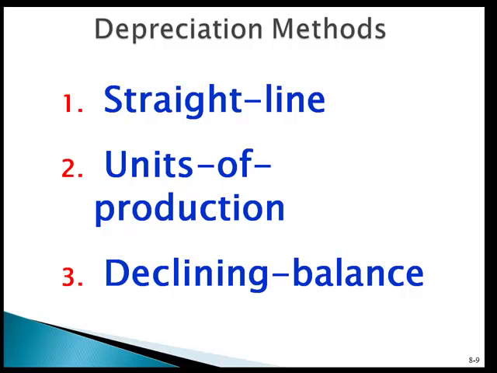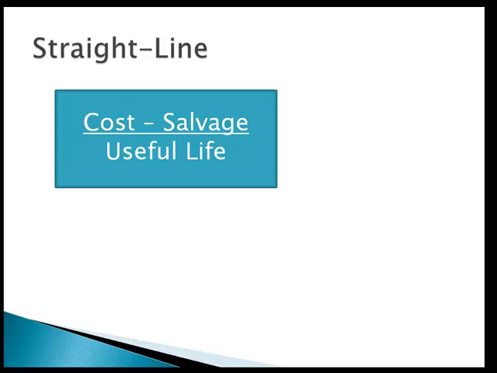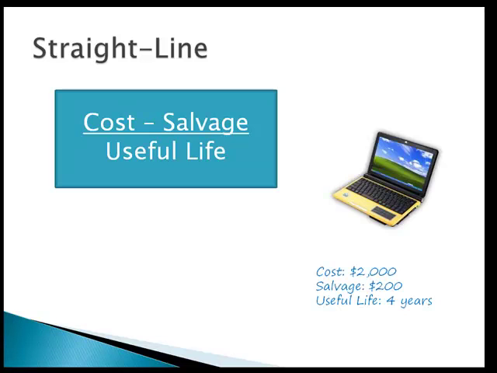We're going to talk about 3 depreciation methods: straight line, units of production, and declining balance. Let's start with straight line. Straight line is relatively easy. You take the cost minus the salvage and divide that over the useful life. That results in your depreciation expense every single year that you own the asset.